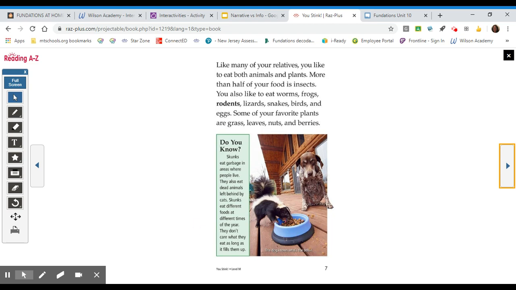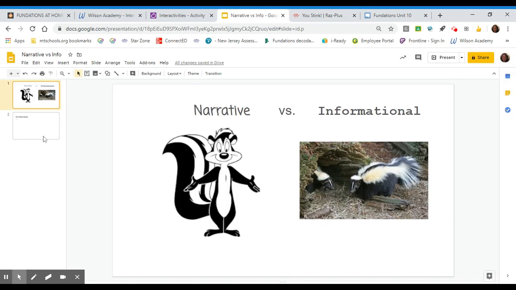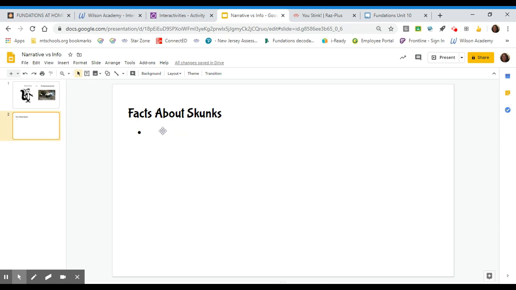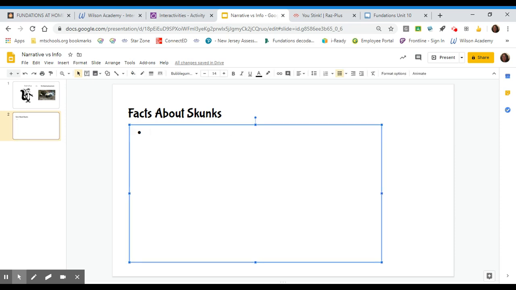So this begins our story. There's still some more pages left. And again, it's on Reading A to Z. So if you do have access to Reading A to Z or Raz Kids, you might see the story there. Now, I want to make a list. What are some facts that we learned about skunks?